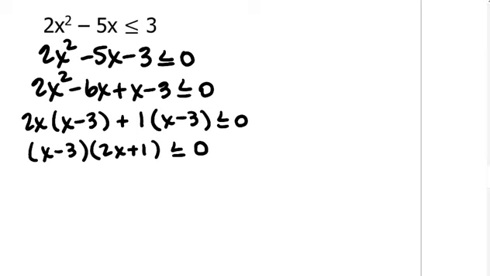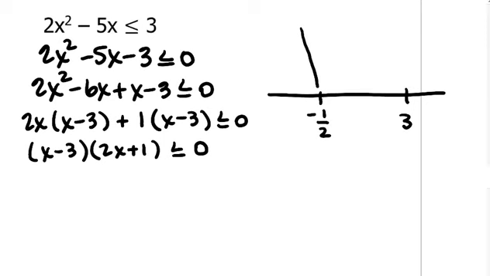Alright, and now I'm ready to graph. This thing is going to have zeros at 3 and -1/2. It's going to open up because it's 2x squared minus 5x minus 3. And so I'll draw a picture of that. And we're interested in where this is less than or equal to 0. Well, less than 0 is down here. And equal to 0 is happening here.